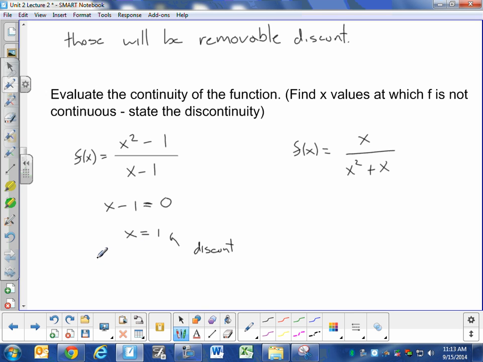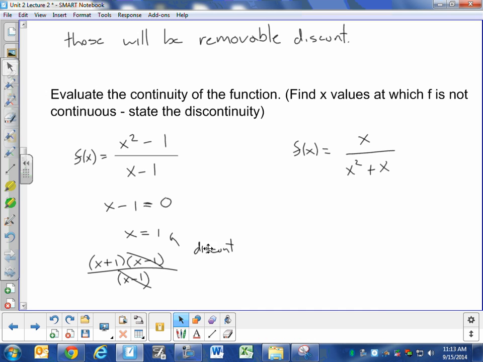But is it removable or non-removable? Definitely removable. Why? Because I can simplify this numerator. I can factor it to be x plus 1, x minus 1. And I see I can remove those x minus 1s. I remove that problem, which was preventing me from plugging in 1, making this not just a discontinuity, but a removable discontinuity.